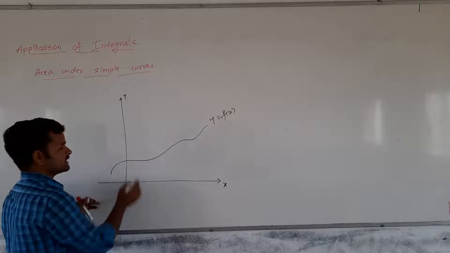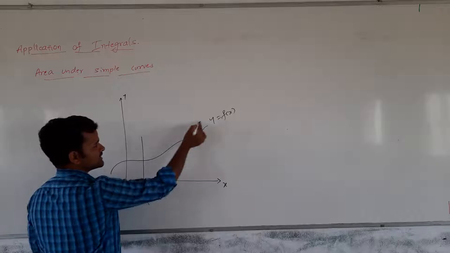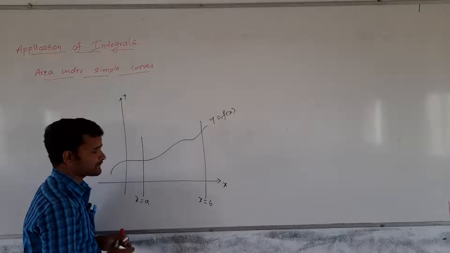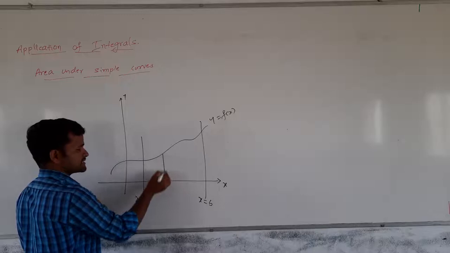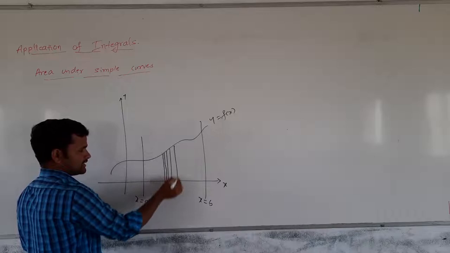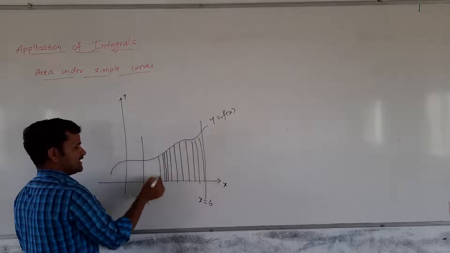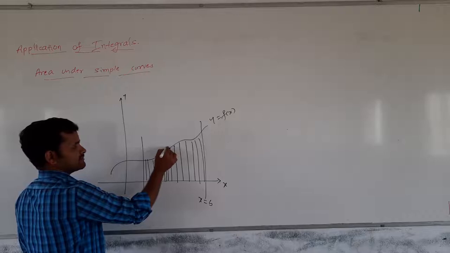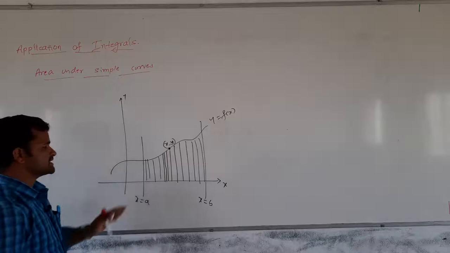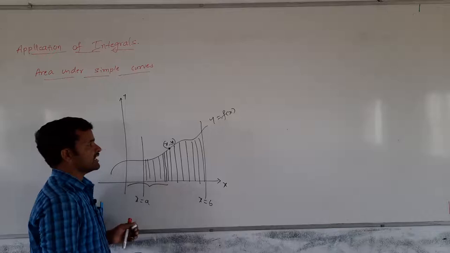How do we find the area bounded by the curve, the x axis, and in between the lines x is equal to a and x is equal to b? What is its area? What we do here is divide this area into so many small parts, n number of parts. Then suppose there is a point here, x comma y. What is x and what is y here? X is the perpendicular distance from the y axis, and y is the perpendicular distance from the x axis.